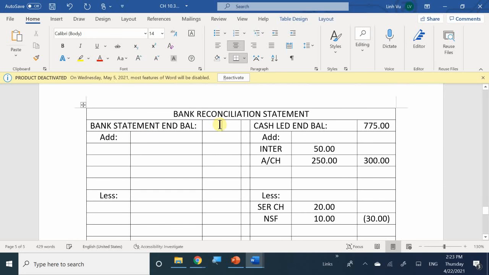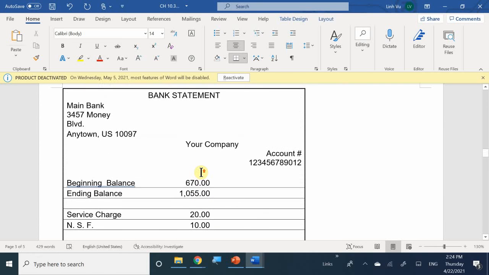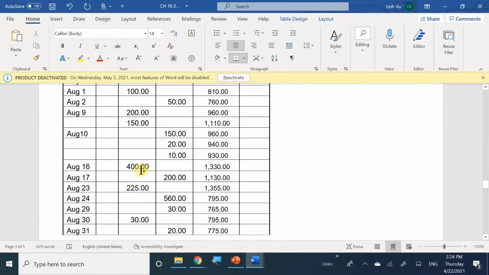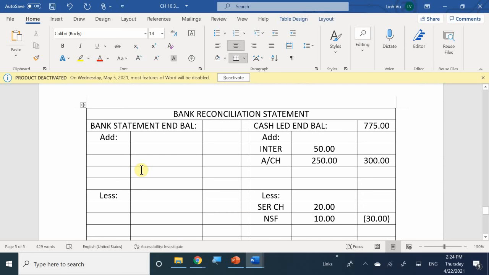Okay. First thing that we got to figure out is how much is my ending balance in my bank account. So let's pull up my bank statement. What's my ending balance? $10.55. Okay. So I'm going to go back down here, and I'm going to recognize I have $10.55 in my bank account. Okay. So here, what am I going to be adding?